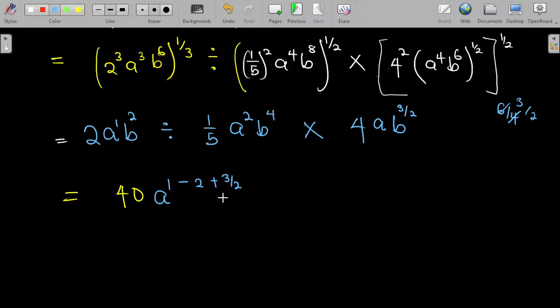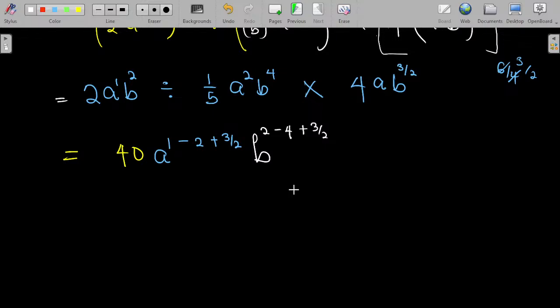So we are done with A, and then finally we go for B. The power of B here is 2, and the power of B here is 4, and this one is division, so that will be minus 4, and the last one is multiplication, that will be plus 3 over 2. So remember in indices, the powers will add if you are multiplying, and it will subtract if you are dividing. Okay, quickly let's now finish our addition of powers. So we have fractions in all of these.